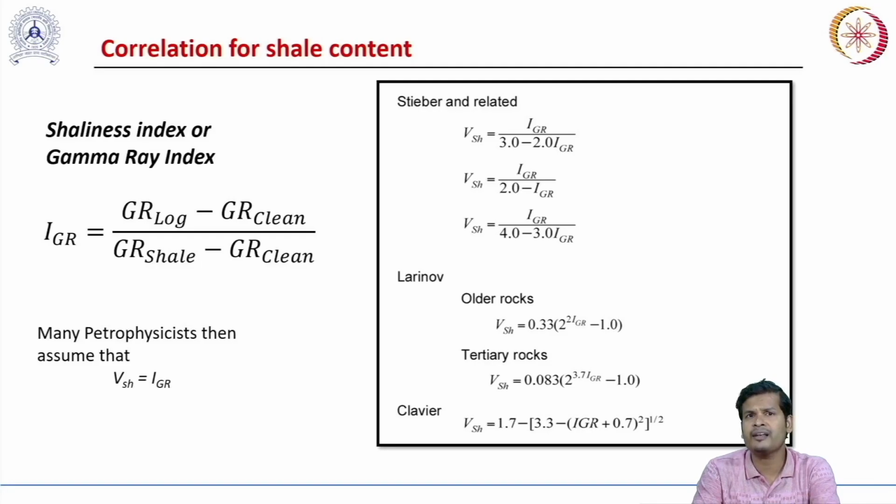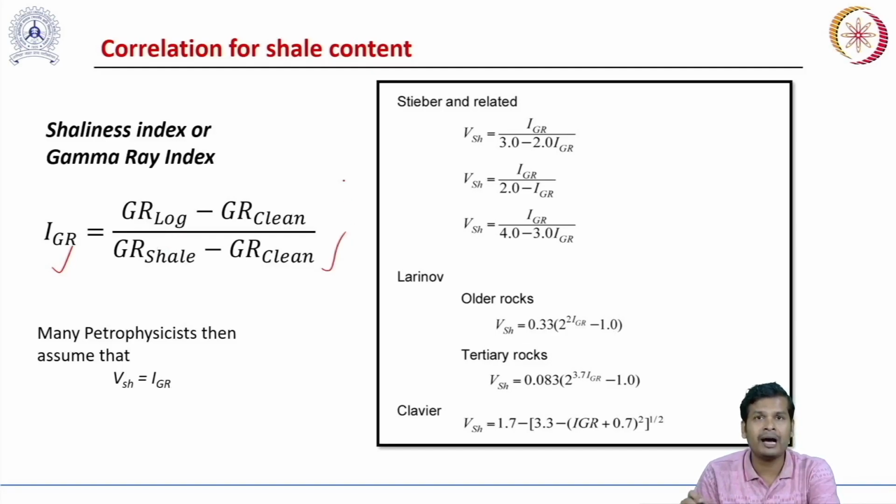Now in the earlier example I have taken the linear scaling, but many times the linear scaling may not be accurate. It may lead to overestimation of shale content. So depending upon the type of shale, different correlations can be used. Different authors have given different types of correlations for different types of shaly rock, which are based on the gamma ray index. Gamma ray index is nothing but IGR, the earlier linear scaling formula. So IGR is defined as the GR log minus GR clean divided by the GR shale minus GR clean.